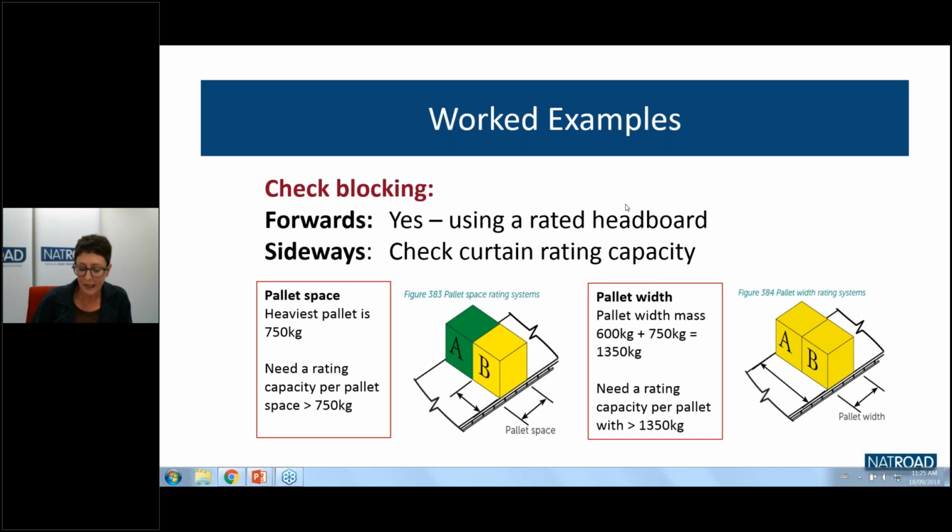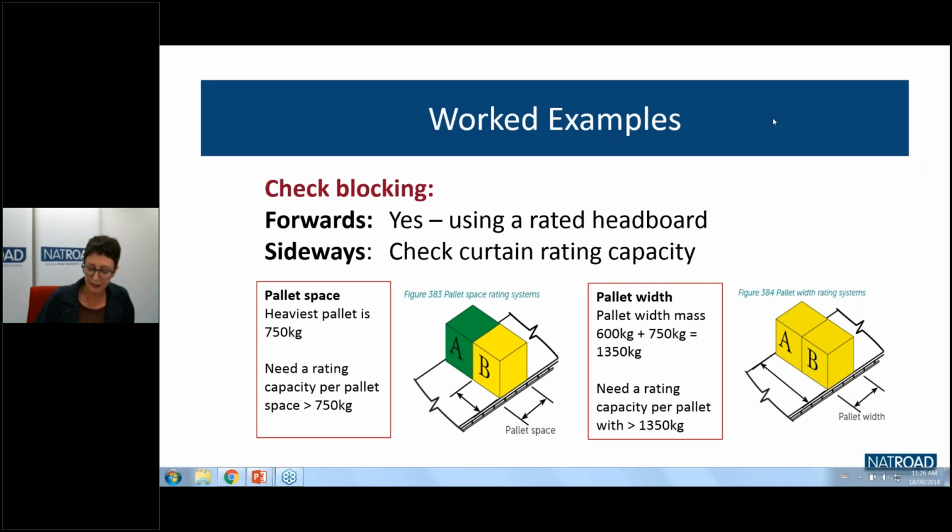Now, there are a couple of ways that the curtains can be rated, and that's by the pallet space or the pallet width. So in this example, if your curtain is rated by the pallet space, you would need to have a rating capacity that's greater than the 750 kilos, because that's the heaviest pallet in the row. And if your curtain is rated by pallet width, in this example, you'd need a curtain that had a rating capacity greater than 1,350 kilos. Because that's the weight of the pallet A and B together. So that's the weight of the pallet row.